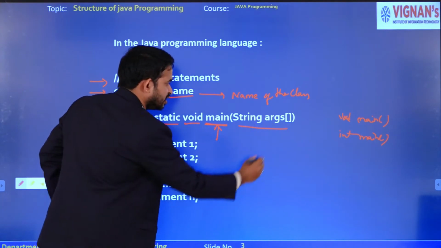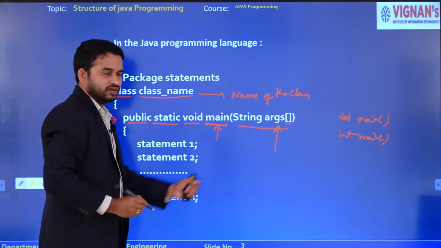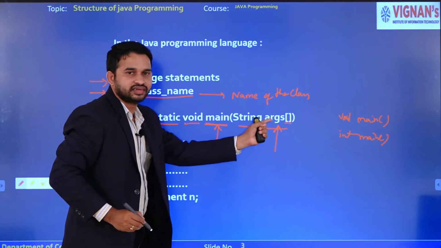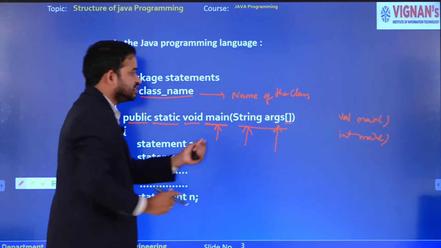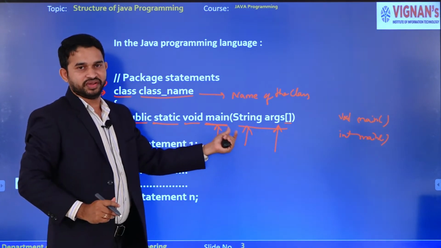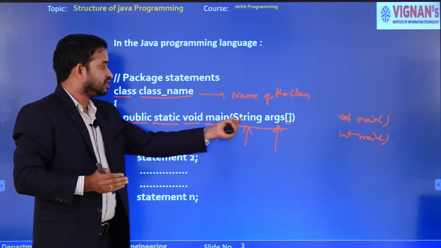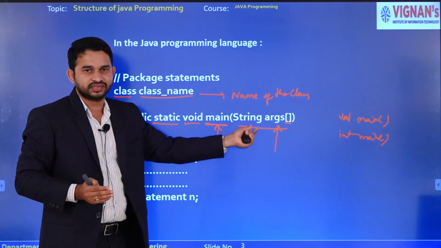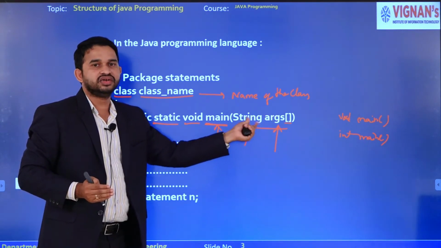What is the argument here? This is one array type of argument. Here, this is an array. What is the name of the array here? ARGS, args. And what is the type here? String. So this is what we call a command line argument. Whatever data we give through the keyboard can be taken in the format of strings. Those are stored in the args array. So that is the meaning of String args.